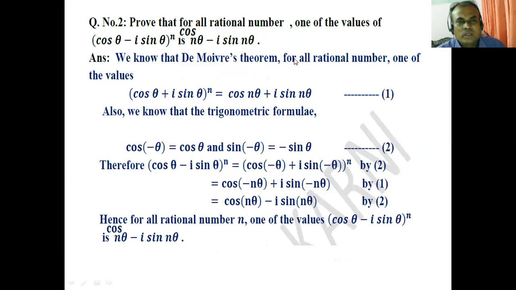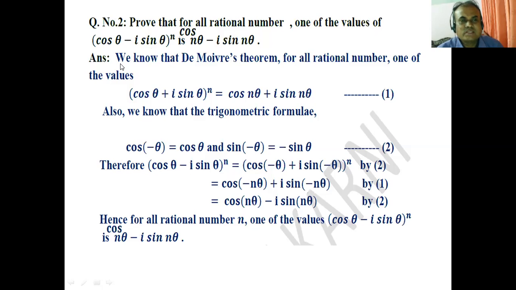Now here we have seen De Moivre's theorem, its statement and proof. The statement is (cos theta plus i sine theta) raised to n is cos of n theta plus i sine of n theta. Here in question 2, we prove the result for the negative value. So (cos theta minus i sine theta) raised to n is cos of n theta minus i sine of n theta. So this is question 2.